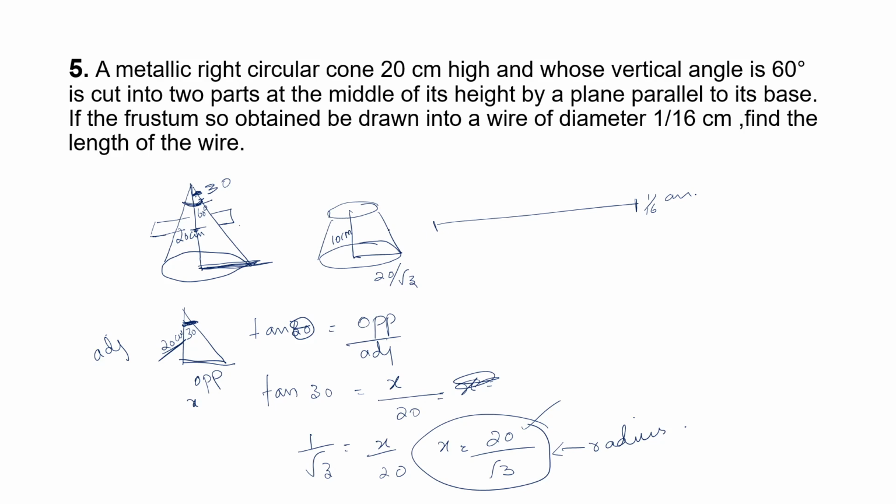Now what is given? This frustum is drawn into a wire, which means it is melted or whatever it is done, and the diameter of that wire is 1/16 centimeter. So now we have to find the length of the wire. Okay, so what is asked? First, what we have to find? This has got some volume because this is having a diameter. So this wire has got some volume, and this frustum has got some volume.